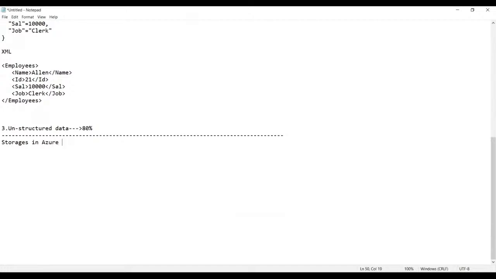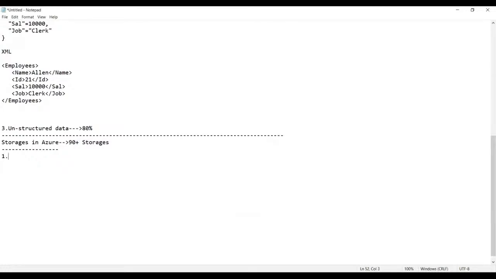Storages in Azure. Okay, guys. So now, the following are the storages in Azure. Azure supports almost 90 plus storages. How many storages, guys? 90 plus storages.